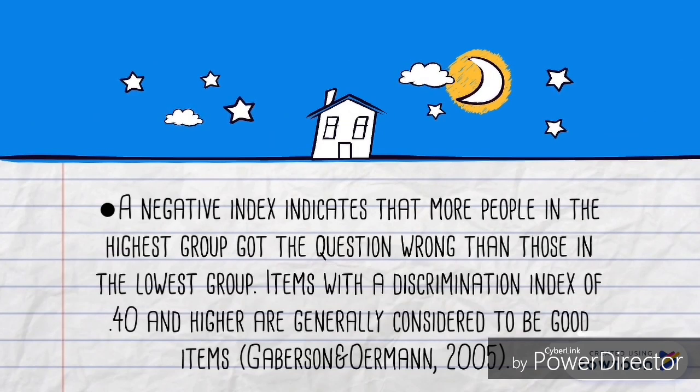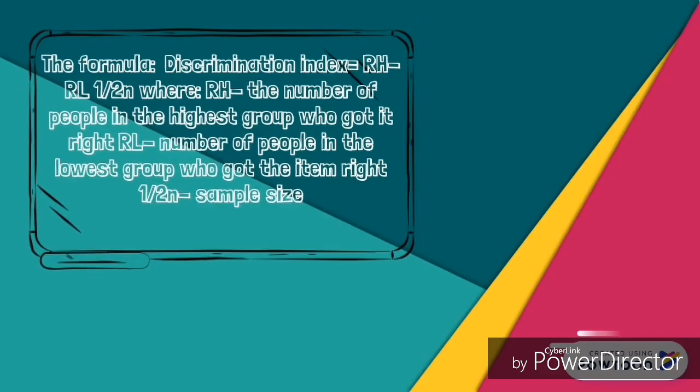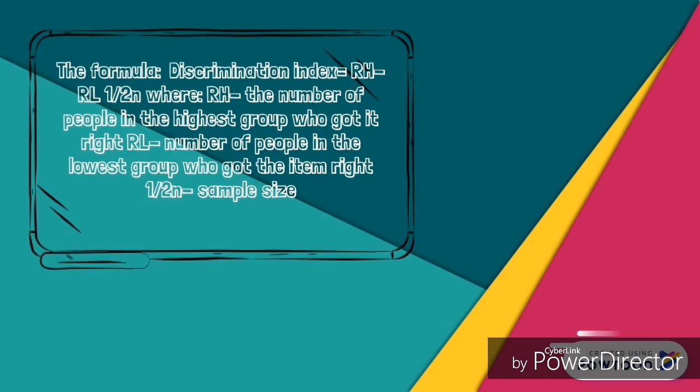Items with a discrimination index of 0.40 and higher are generally considered to be good items, according to Gaberson and Oermann, 2015. The formula for the discrimination index is RH minus RL over 1/2 of the N.